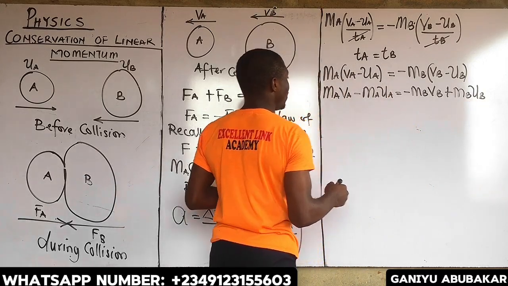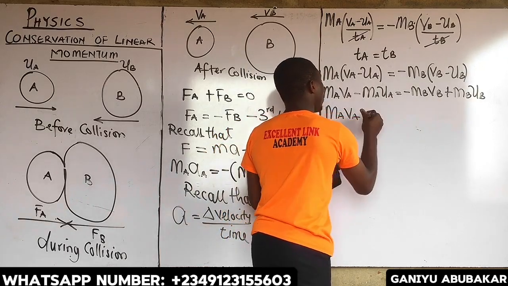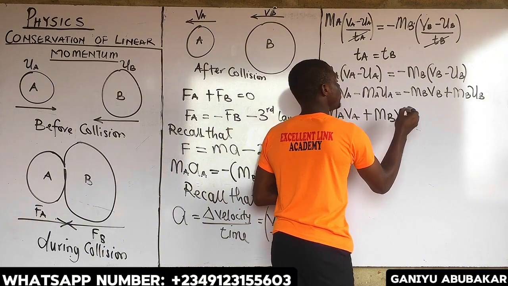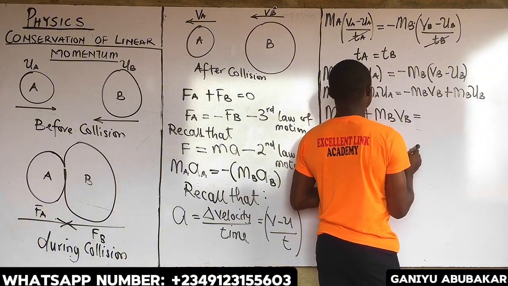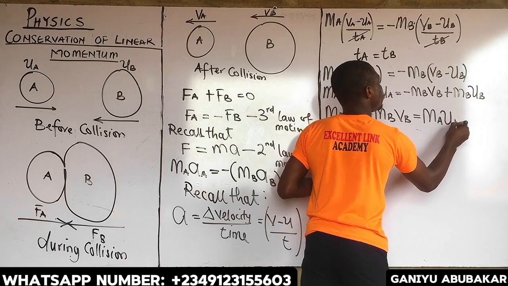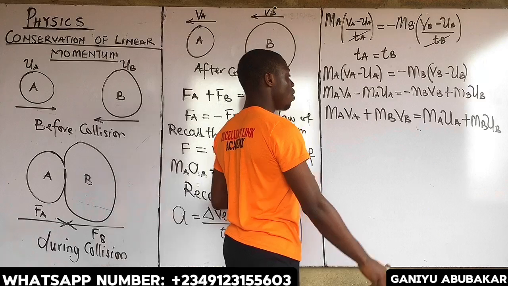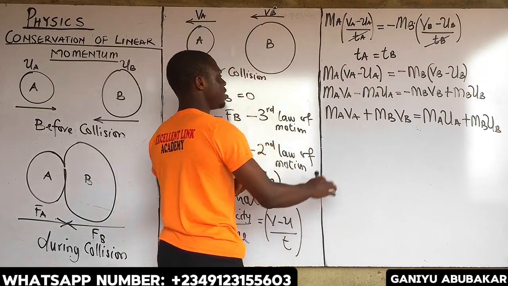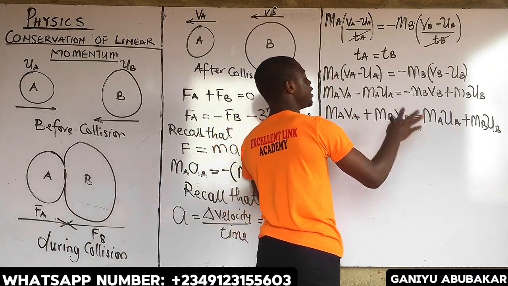At this point here, I'm saying V and V, U and U. Take the correct items here. So I'll have MAVA, this one here becomes plus, negative becomes plus, MBVB is now equal to MAUA plus MBUB. All right, I have this one here. So this is my equation, but not that arranged. So let me just arrange this normally.